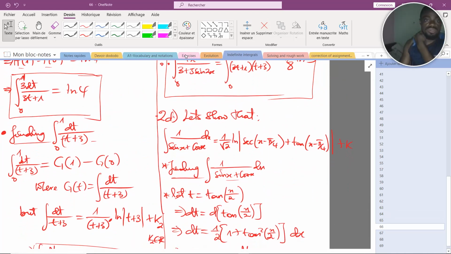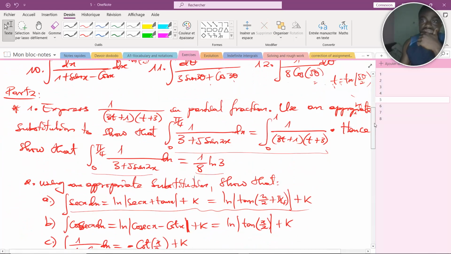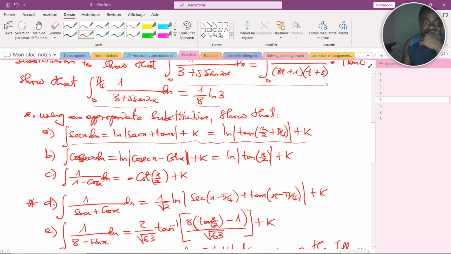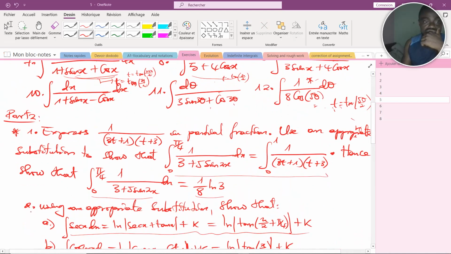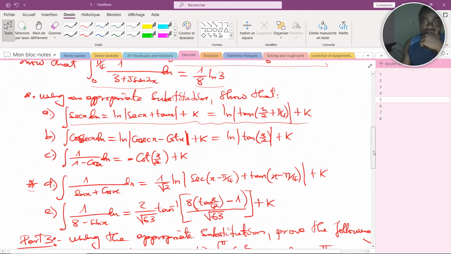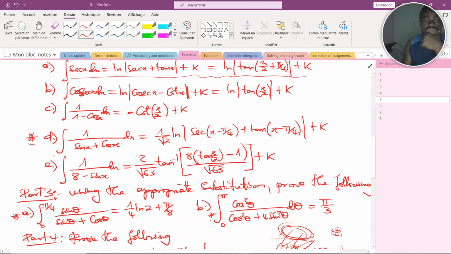Let me see. So this is the next. Let me go on the exercises. So our next question is this. Yes, this star, part 2 question 2d. We are to prove that the integral of 1 all over sine x cos x dx equals 1 all over root 2 ln of the absolute value of sec of x minus pi on 4 plus tan of x minus pi on 4, plus the constant k.